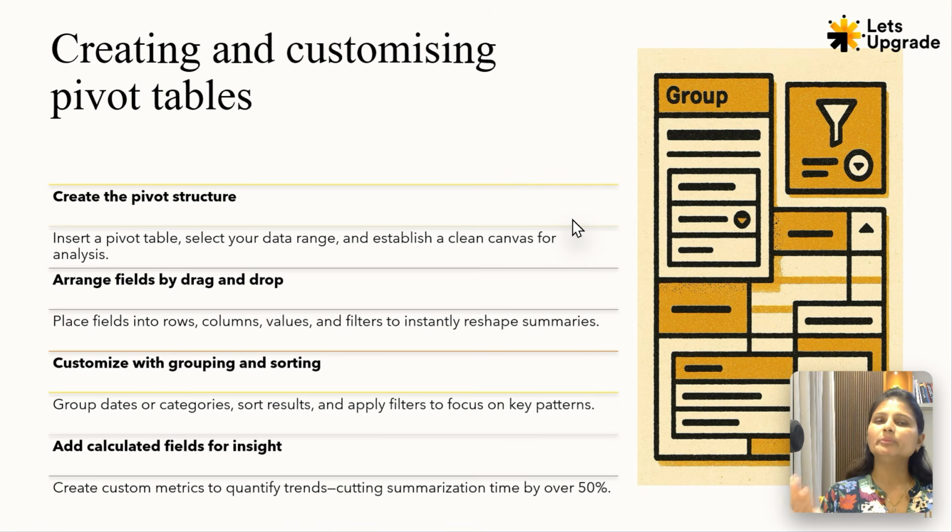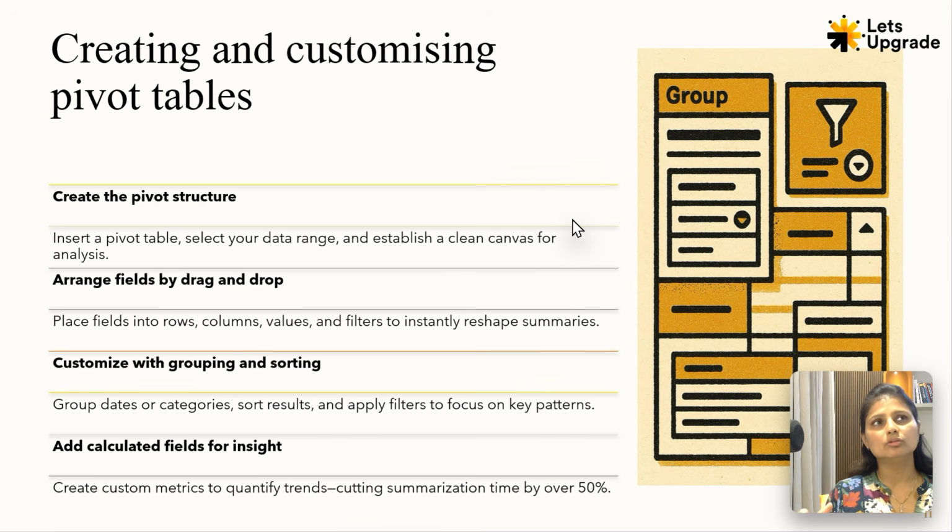When you do that, you will be navigated onto a clean canvas where you can start with your analysis window. On the analysis window, you will always get four parts: your filters, report filters you can call them, then you have rows, columns, and values. These are the four different elements of a pivot. Just drop your fields at the particular area and you can quickly reshape your summaries by moving them from one place to another, rows to columns, columns to rows, and so on.